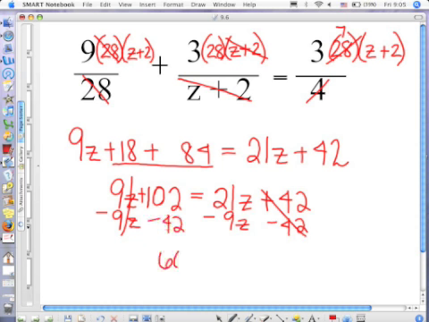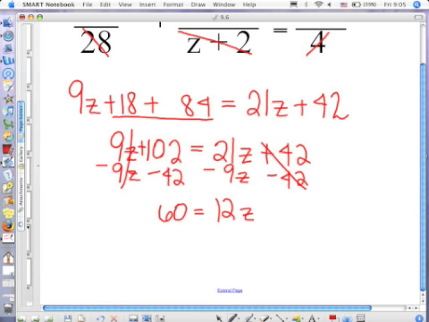Okay, so I've got 60 is equal to 12z. So what's z equal to? Z is equal to 5.